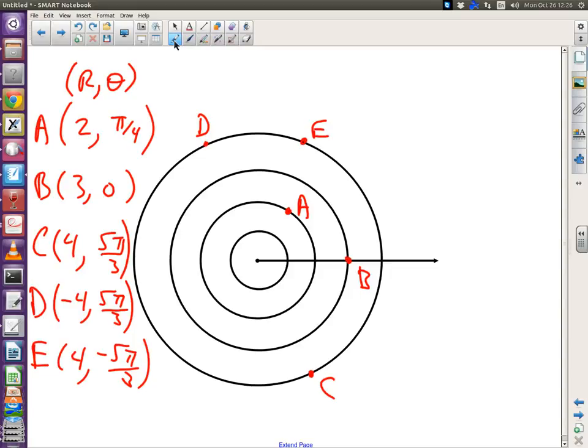So then what does (negative 4, negative 5 pi over 3) mean? Well, (negative 4, negative 5 pi over 3) is the same thing as (4, negative 5 pi over 3) if we reflect the point E through the pole to the other side. And that's the point F. All right, so that's just giving you an idea of how to graph. If I gave you polar coordinates, how to graph those points in polar coordinates. And that's what polar graph paper looks like. And that's it. Alrighty.